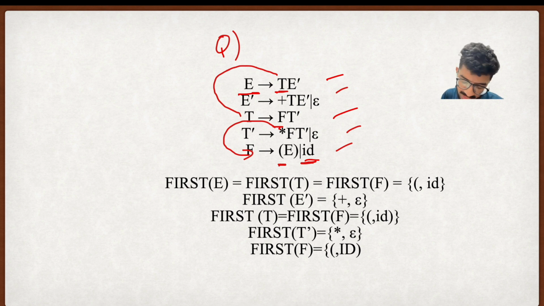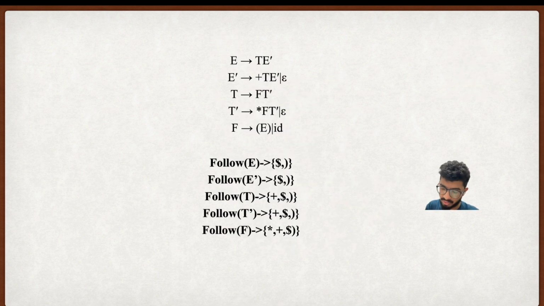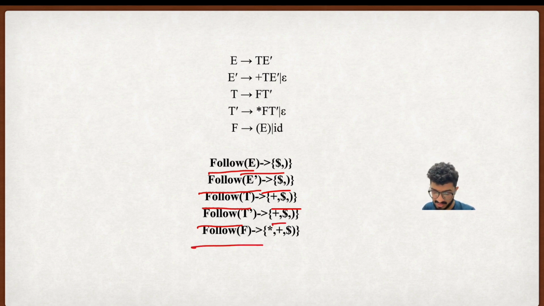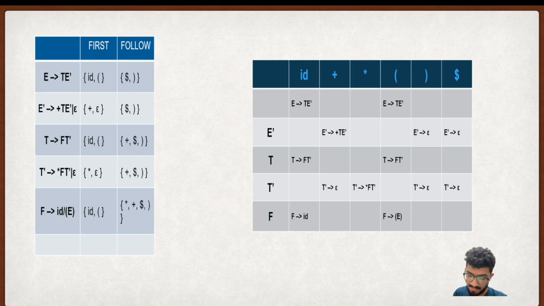First is already solved, and now we will go to the next function, which is follow. Follow of E is dollar and closing parenthesis. Follow of E dash is dollar and closing parenthesis. Then follow of T is plus, dollar and closing parenthesis, and follow of T dash is plus, dollar and closing parenthesis. Subsequently we have follow of F as star, plus and dollar. So this is how the follow actually works.